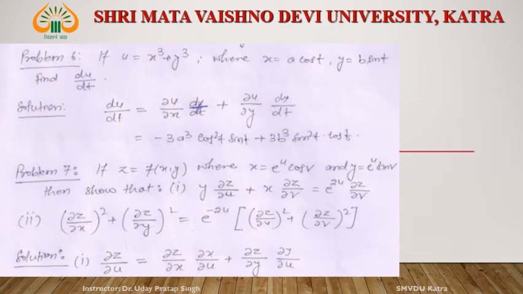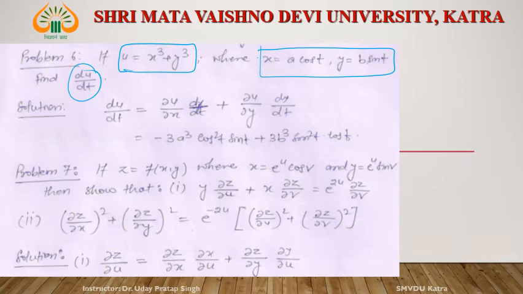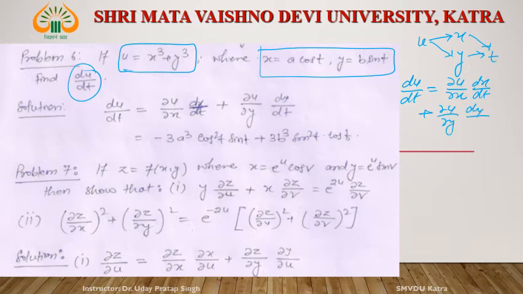Now see the example. What is u? U is equal to x cube plus y cube, and x is a cos t, y is b sin t. Now we have to find out du by dt. See, u is a function of x and y, and x and y are functions of t. What is du by dt? It is del u by del x times dx by dt, plus del u by del y times dy by dt.